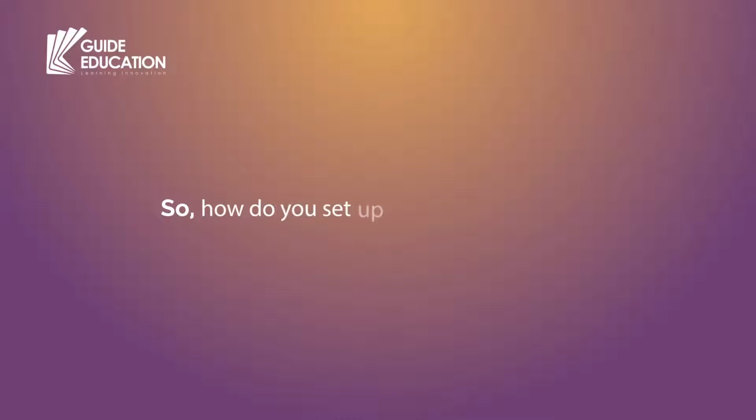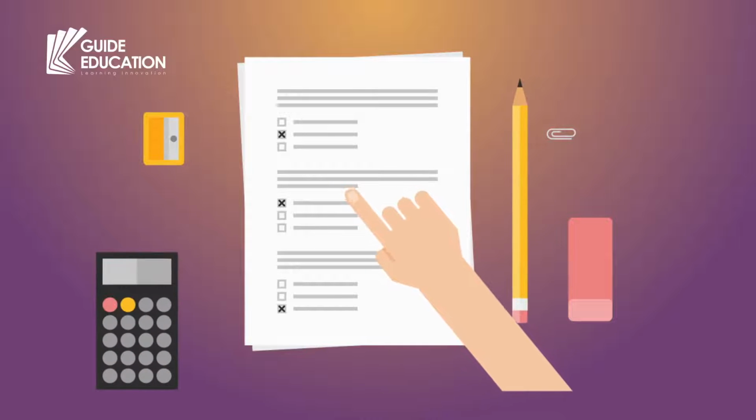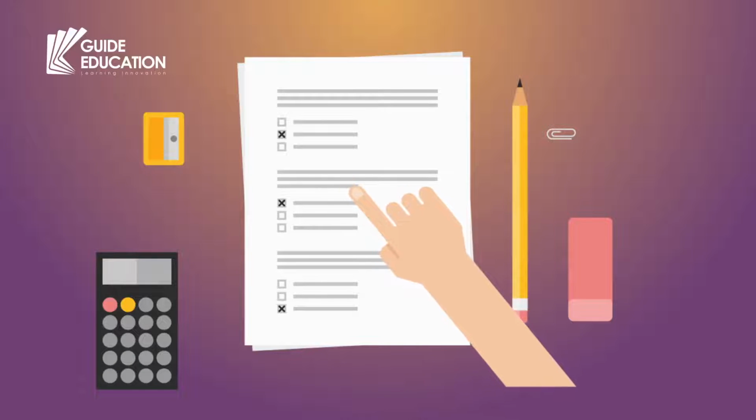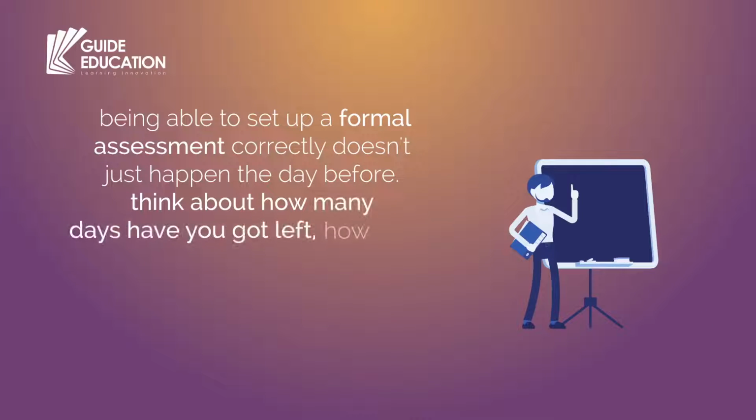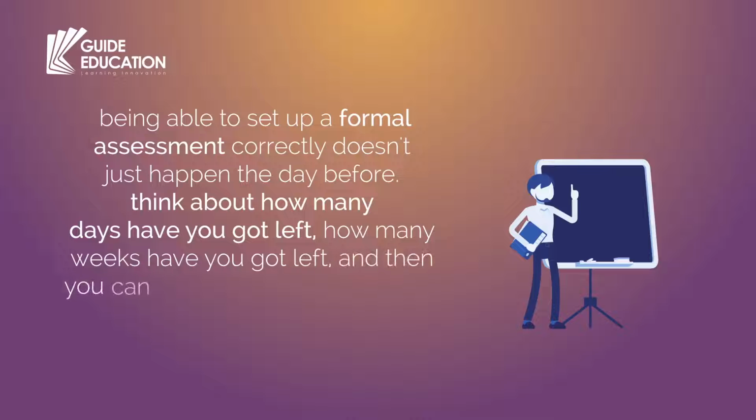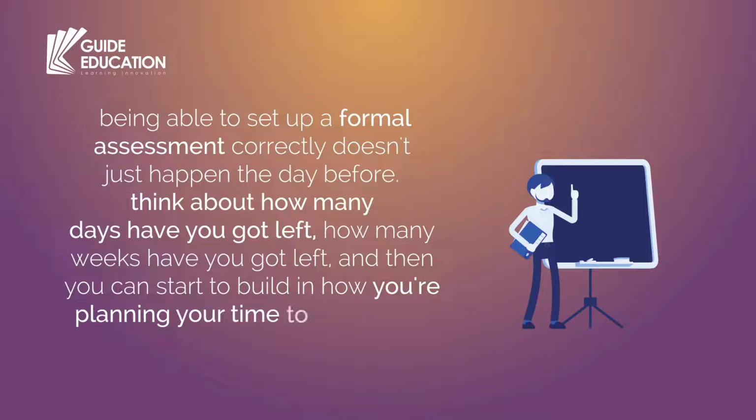So, how do you set up a formal assessment? Well, if you thought that setting a formal assessment up was just putting a test on a piece of paper in front of the students when they walked in, then you've obviously missed the point of how you plan a unit. So you're looking to build up to a certain point, whether that be a homework for revision and the students are aware of it, whether that be some kind of end-of-year assessment. Being able to set up a formal assessment correctly doesn't just happen a day before. So think about how many days have you got left, how many weeks have you got left, and then you can start to build in how you plan your time to make sure that happens.